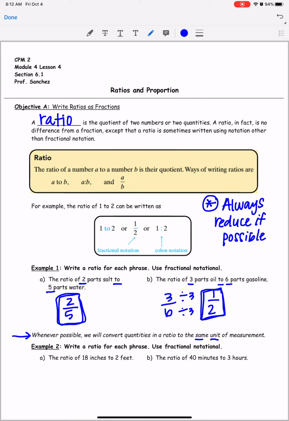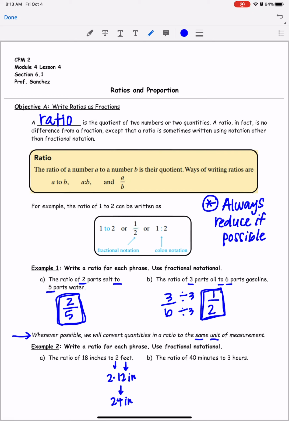So, for example, on 2A, the ratio of 18 inches to 2 feet. Well, notice you got two different units. One is inches and one is feet. So, it's going to be easiest to turn our feet into inches. So, how many inches are in a foot? That's going to be 12. So we need to do 2 times 12. So 2 feet equals 24 inches.